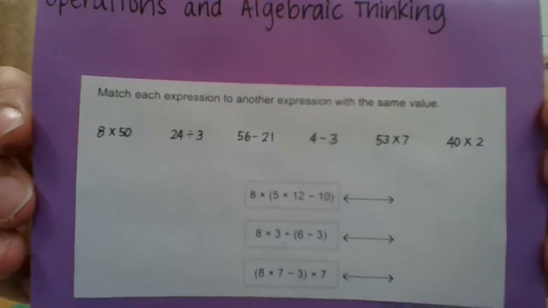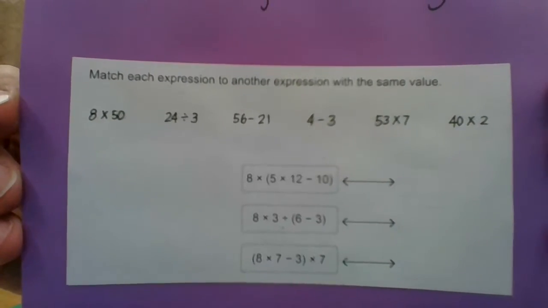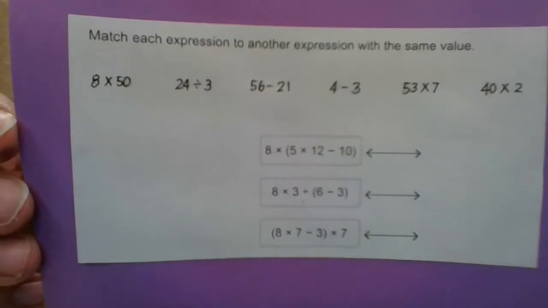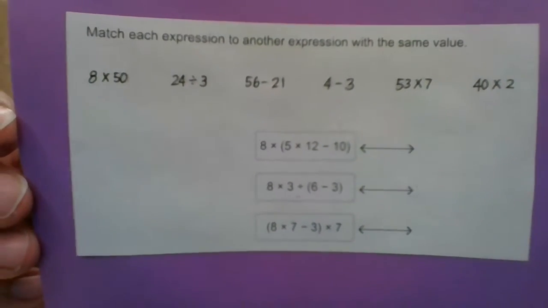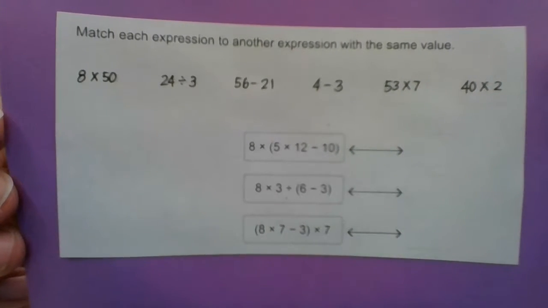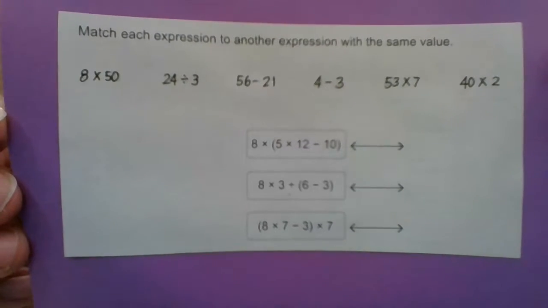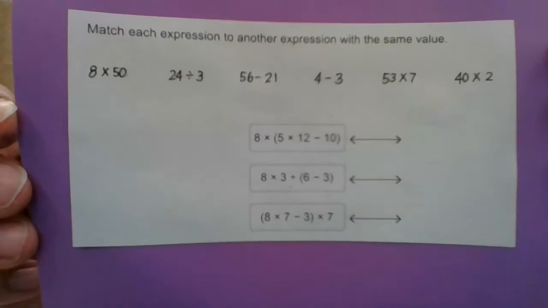Number 41 in the domain of operations and algebraic thinking. Match each expression to another expression with the same value. The expressions at the top are 8 times 50, 24 divided by 3, 56 minus 21, 4 minus 3, 53 times 7, and 40 times 2.